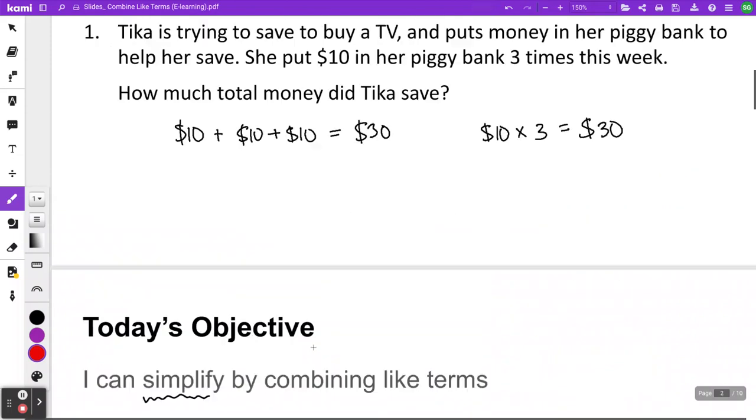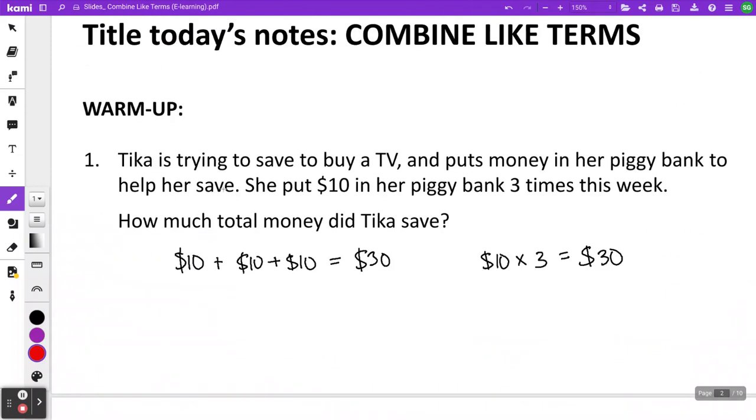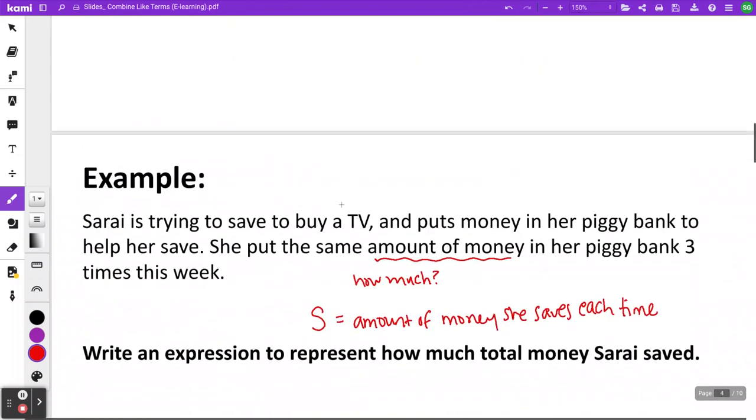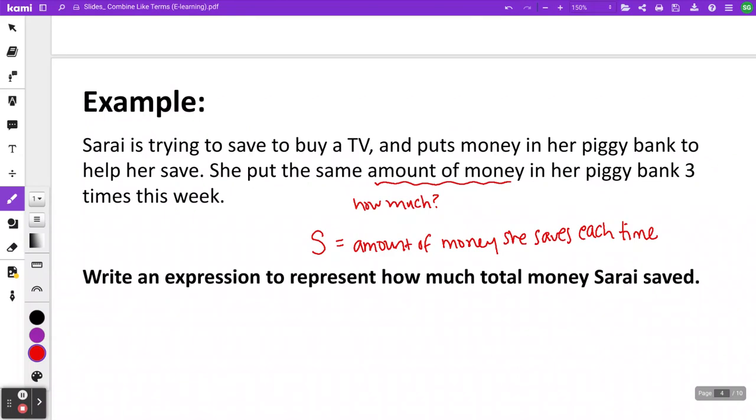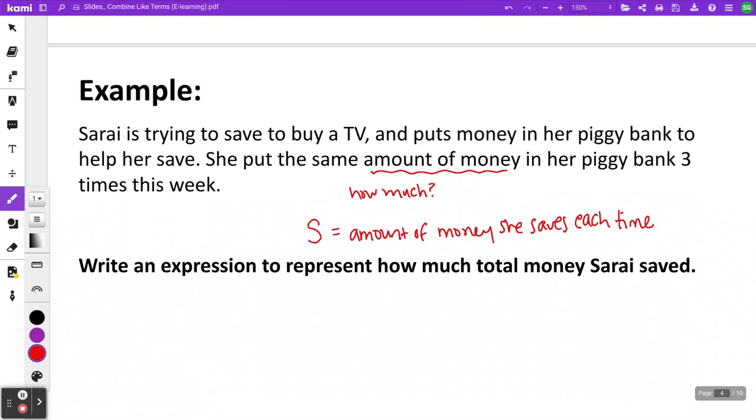If we think back to that problem about Tika, that's really similar. It's that $10. Here, I'm representing it with the letter S since I don't know how much that dollar amount is. Also similar to that problem about Tika, there's two different ways you can think about this problem. There's two possible expressions. That first way we did the problem earlier was with addition. We said you could add that $10 plus $10 plus $10 to get the answer.